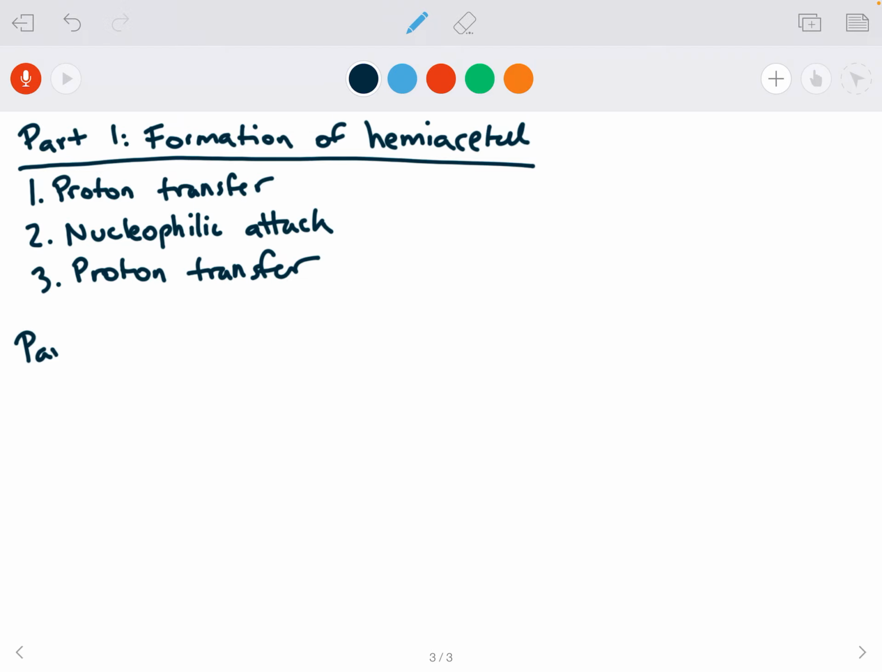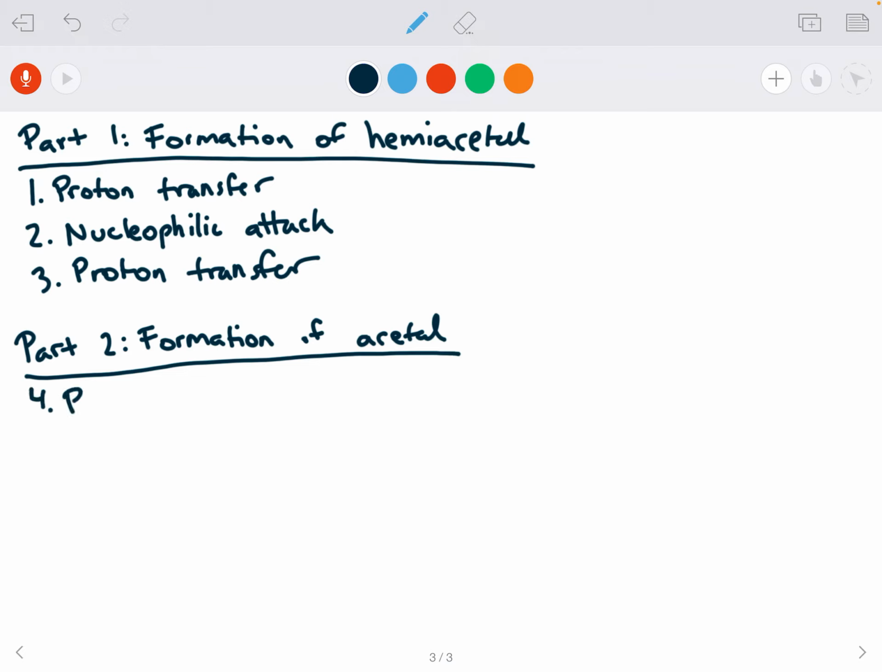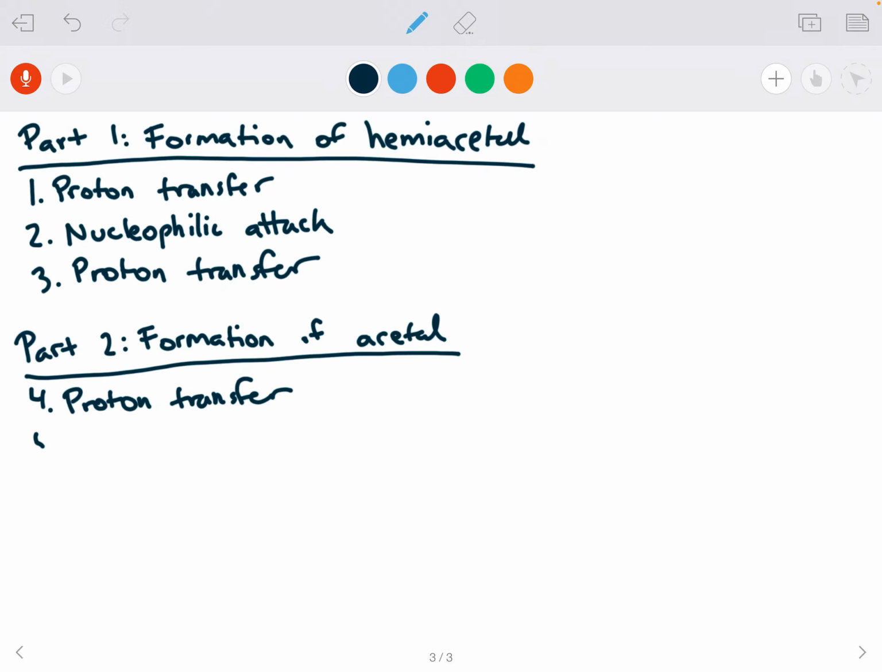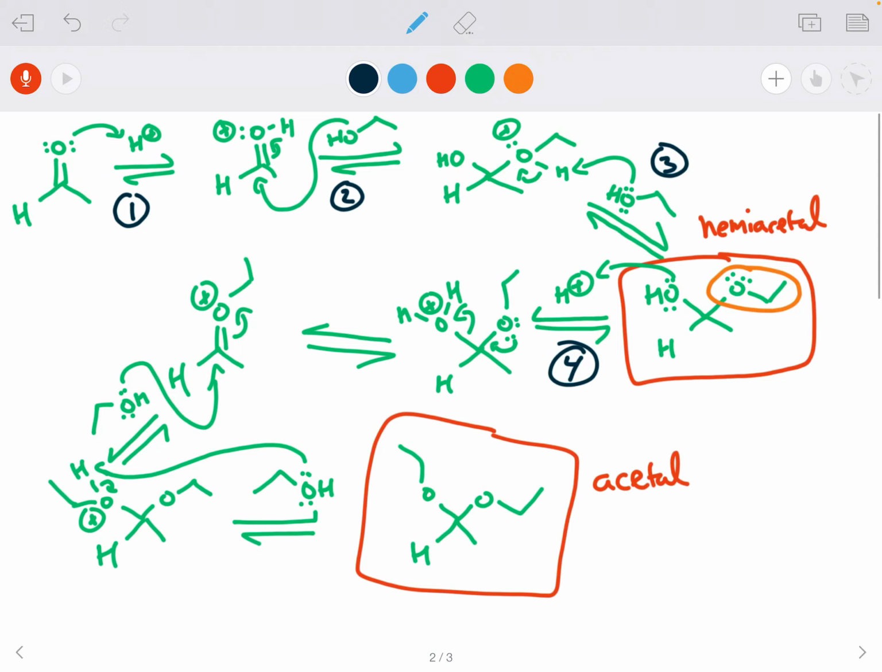So then part 2 of the reaction is going to be the formation of the acetal. So the 4th overall step is another proton transfer. This one with the sulfuric acid, or a strong acid. Step 5 is going to be the loss of a leaving group. Right, we lose water in step 5.